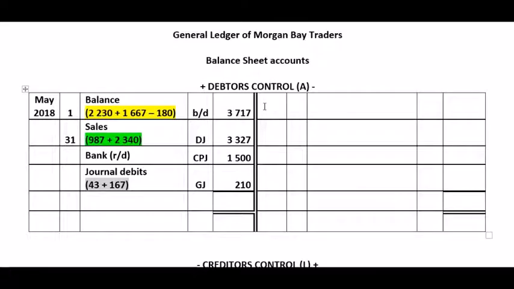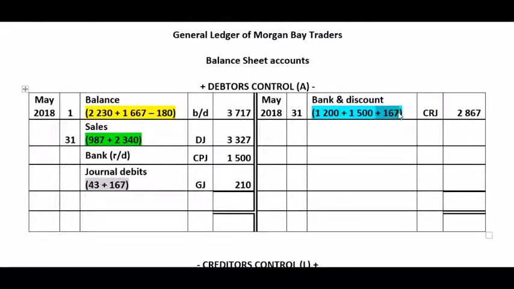Then on the credit side, I started with the CRJ values. Okay, I added bank and discount together, so I just kept it simple. And all of the CRJ values from the entire ledger are added together. So this 1,200 was on the 16th in T. Naidu's account, and then this 1,500 and the 167 was on the 15th in M. de Villiers' account, giving us a total CRJ value of 2,867.